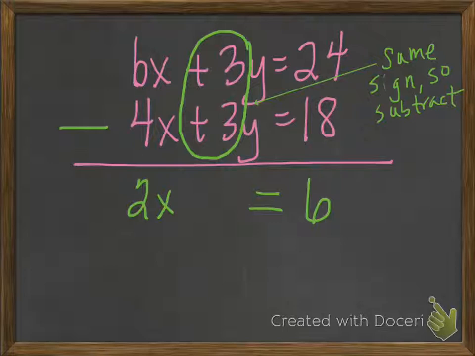So we're subtracting the entire second equation of 4x plus 3y equals 18 from 6x plus 3y equals 24. 6x minus 4x gives us 2x. The 3y's are eliminated, so we have 24 minus 18, which is 6.